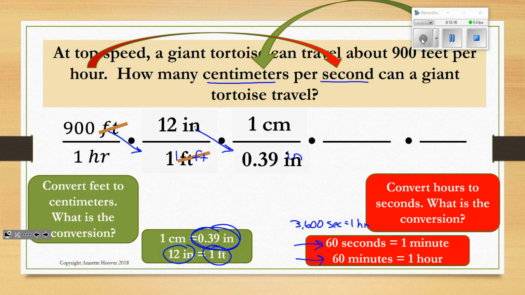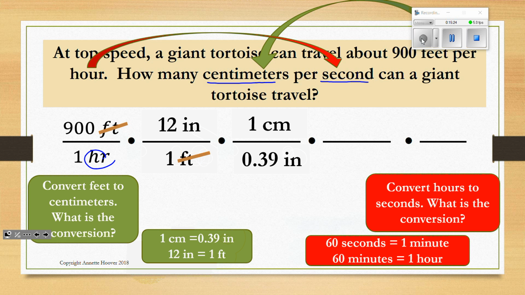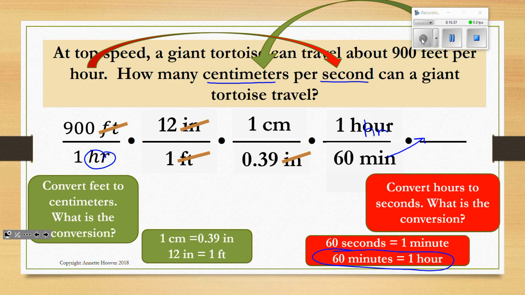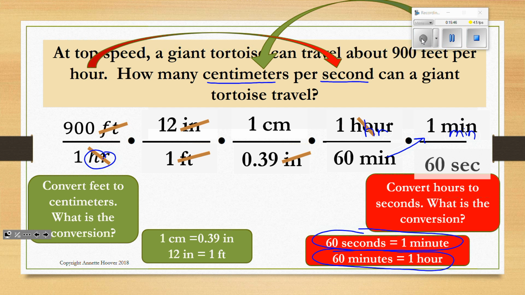Now we do the time conversion. I probably did it in 2 steps on this PowerPoint, or you could do the shortcut with a 3,600. Let's show what this looks like. Since hours is on the bottom, we want to make sure we put the hours on the top, and we know the conversion that 1 hour equals 60 minutes. So we write 1 hour equals 60 minutes. And now since minutes is on the bottom, we want minutes on the top. So our next conversion is here. So we put 1 minute on the top, 60 seconds on the bottom.